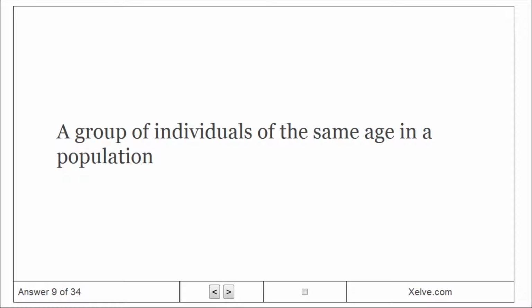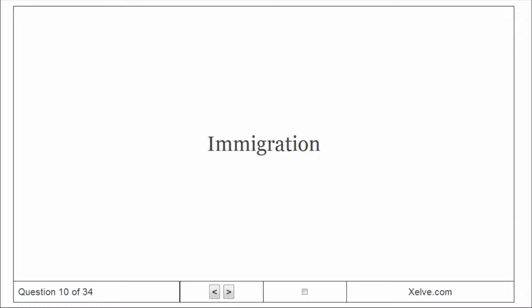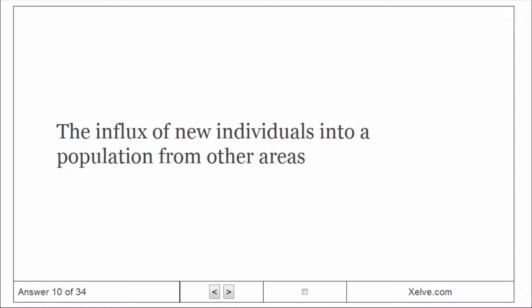Cohort. A group of individuals of the same age in a population. Immigration. The influx of new individuals into a population from other areas.